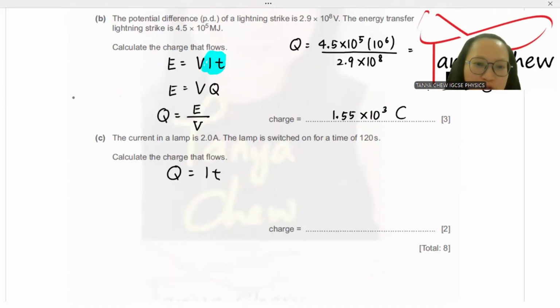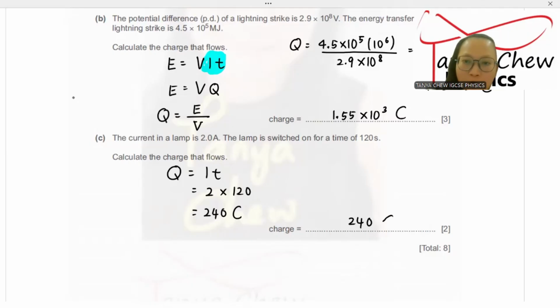Q equals IT. I is the current in ampere and time must be in seconds. It is given in seconds, so you just times 120. So your answer should be 240 Coulomb. Charge is measured in Coulomb. 240 Coulomb.